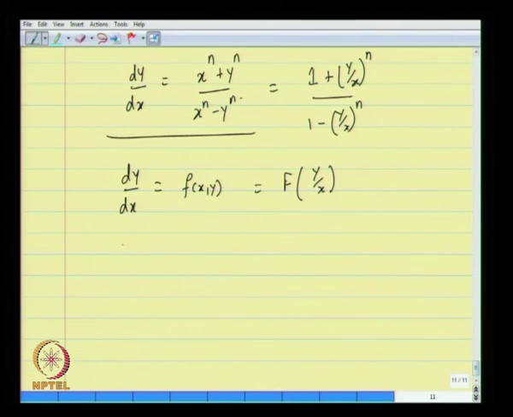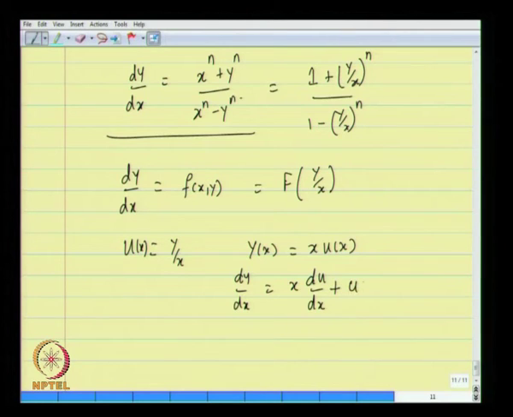It is very simple. Let u be y by x. Okay. Then, y of x is equal to x times u of x, where u is a function of x. Therefore, dy by dx is equal to x du by dx plus u of x, and this is a function of u, okay, because we have replaced y by x by u. So, this is the quantity that goes in here.